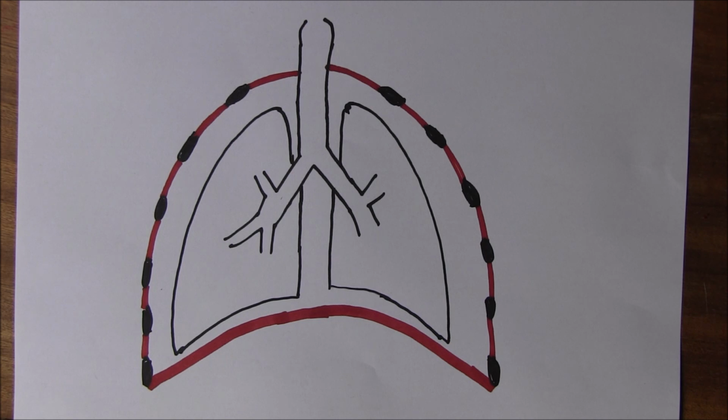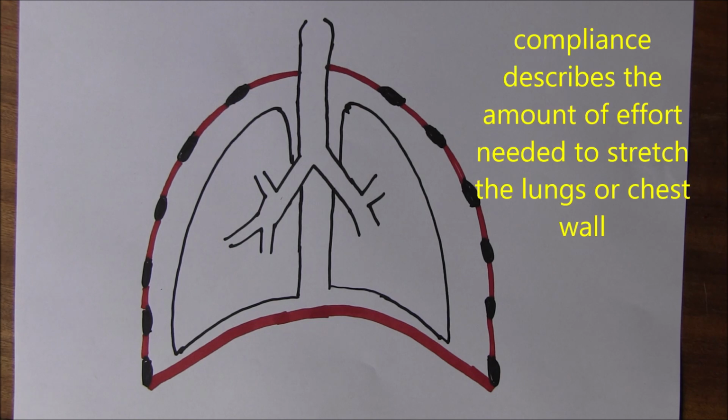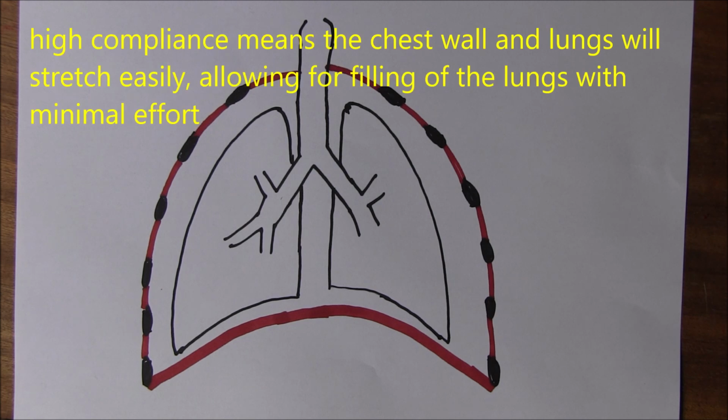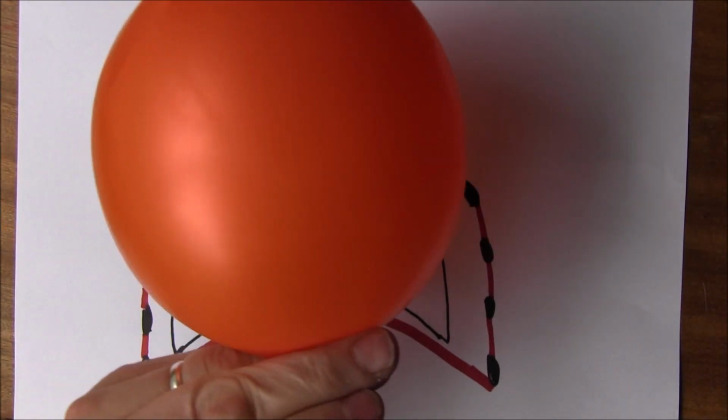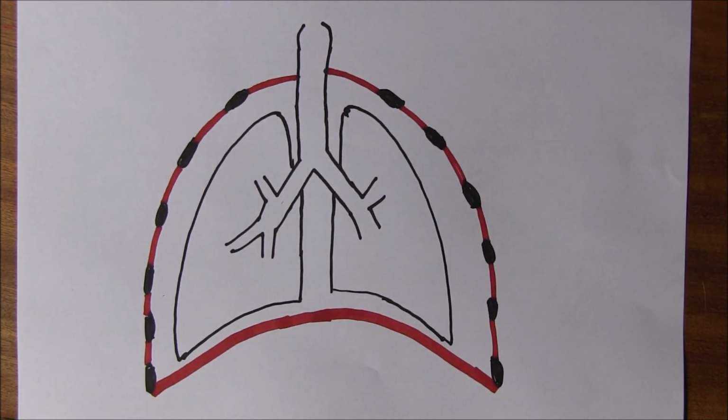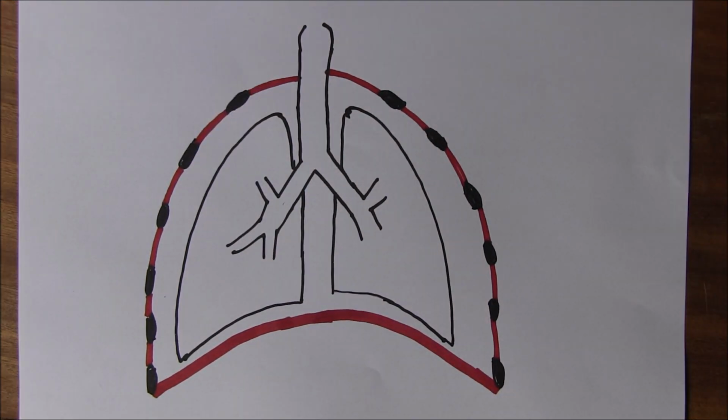Now let's think what we mean by this term compliance. Compliance describes the amount of effort needed to stretch the lungs and the chest wall. High compliance means the chest wall and lungs will stretch easily, allowing for filling of the lungs with minimal effort. So if the balloon is easy to blow up, then that is a high compliance. It's easy to blow up. The lungs stretch readily and easily to fill with air.